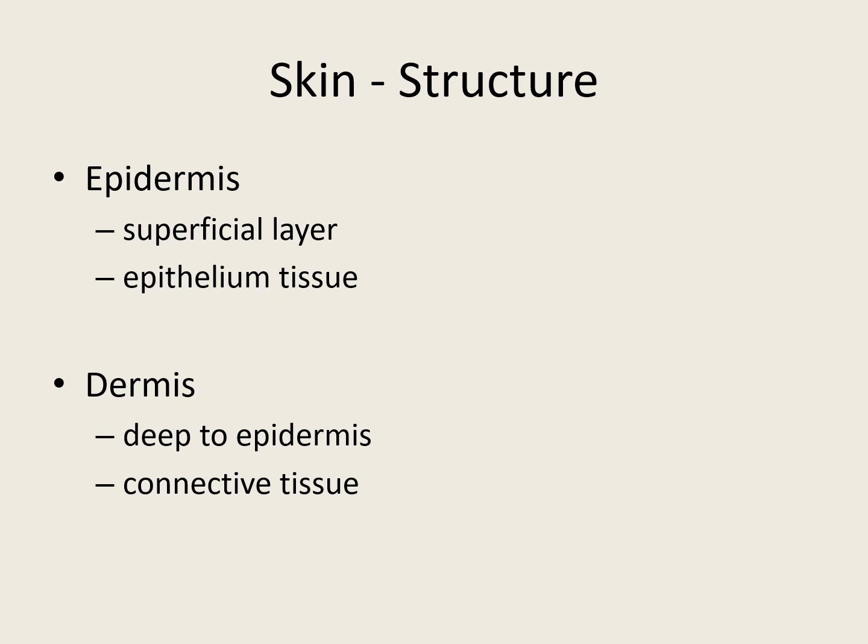When we look at the structure of the skin, it is divided into two layers. You have the epidermis and the dermis. The epidermis is the more superficial layer. It is composed of epithelial tissue. The dermis is deep to the epidermis and is comprised of connective tissue.